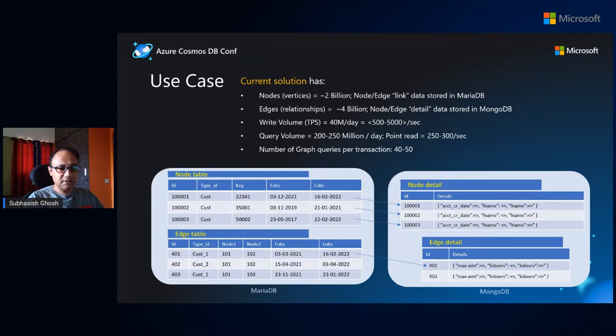So as you see, because it's a link table design approach, 10 years back when the customer built the solution, in fact, I worked with a couple of other customers very similar. They had all used a combination of different databases which were available to them at that time. So for example, in this particular use case, the link table, or let's call it the linkage data, was stored in MariaDB. And the node, the edge detail data, was initially stored in MongoDB. And what kind of traversals are you talking about?